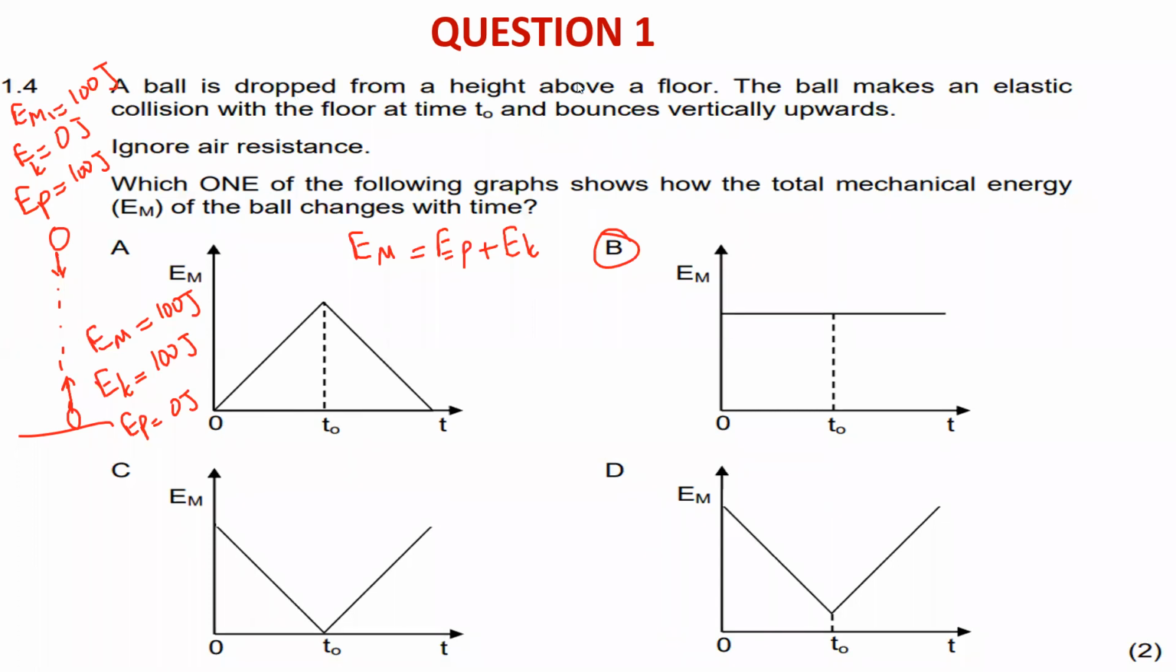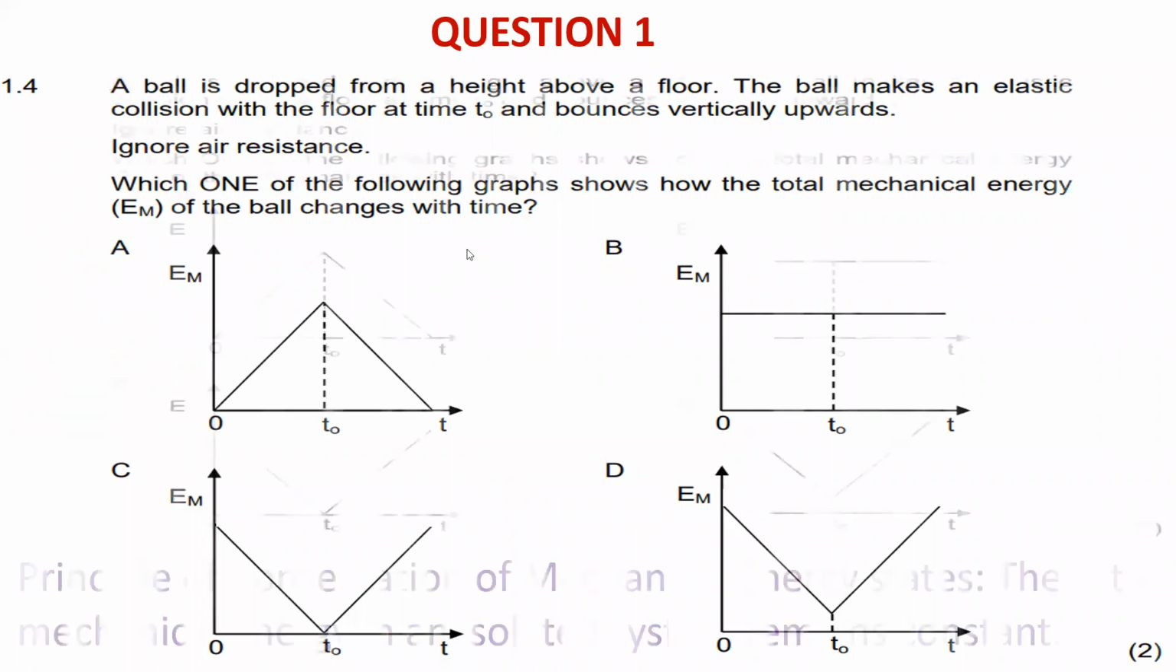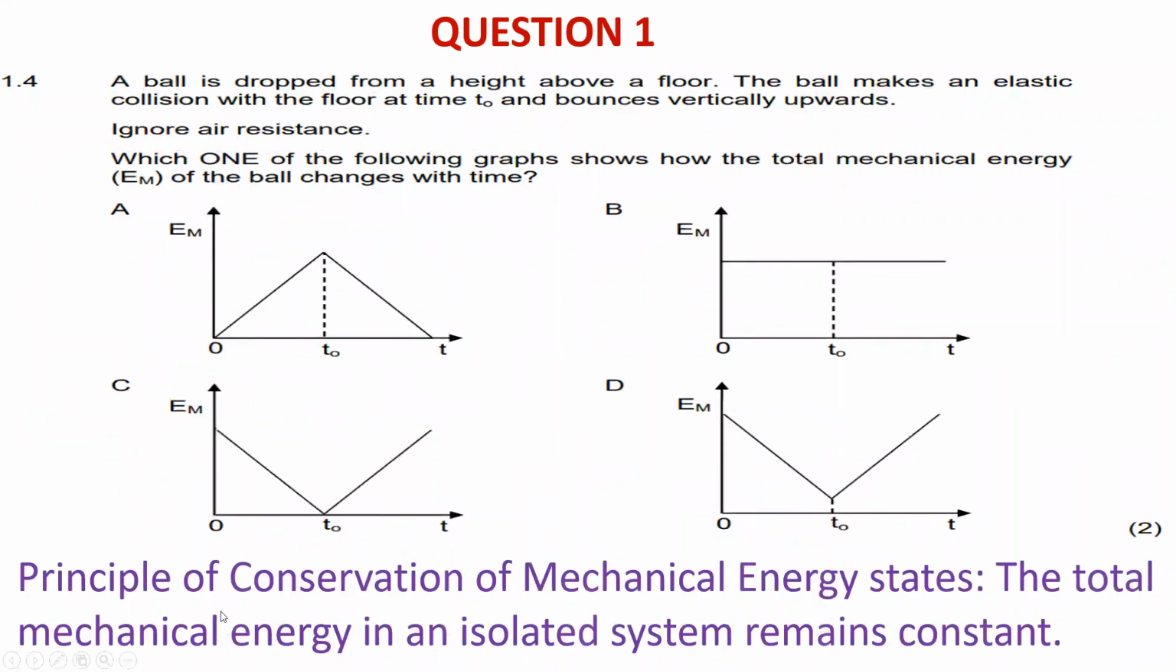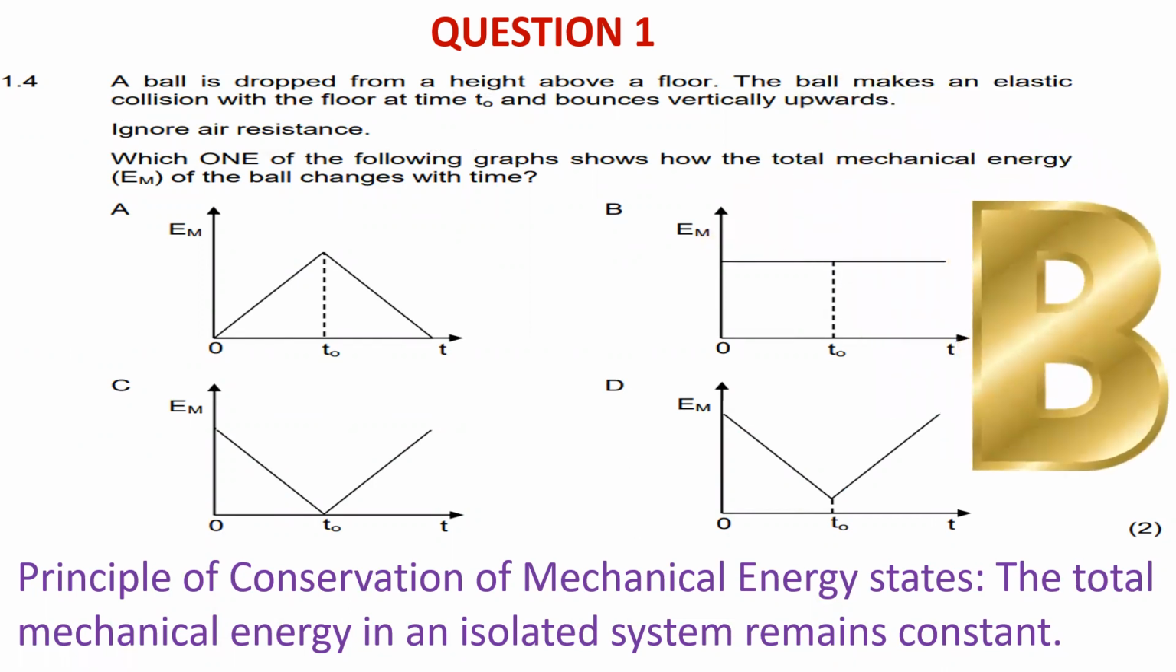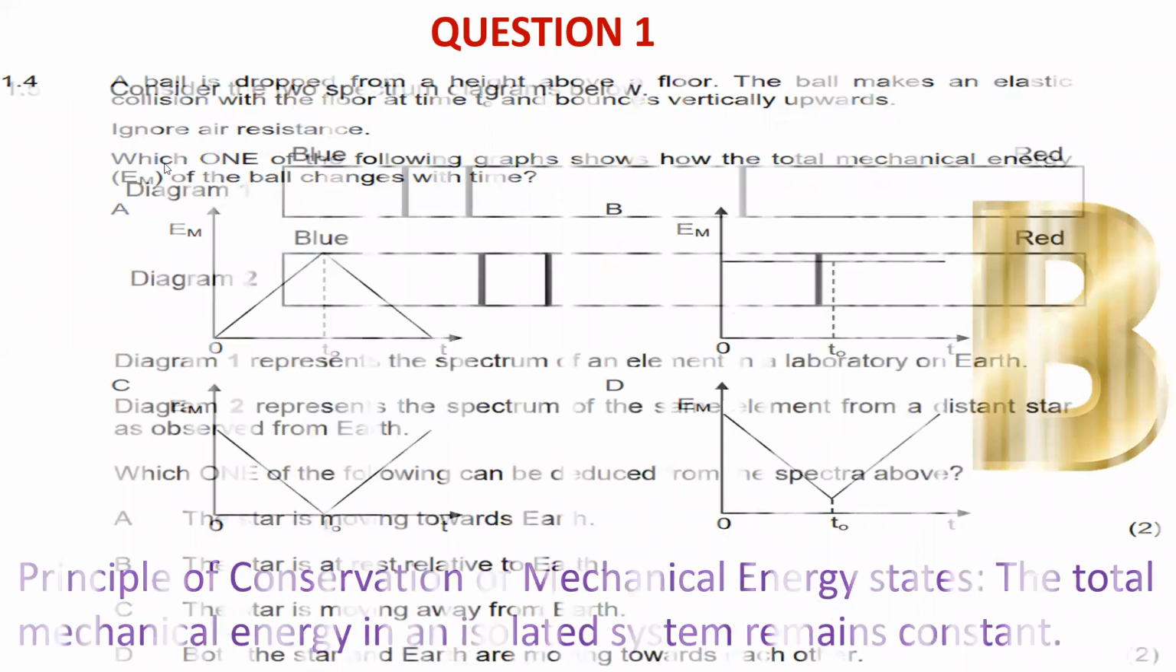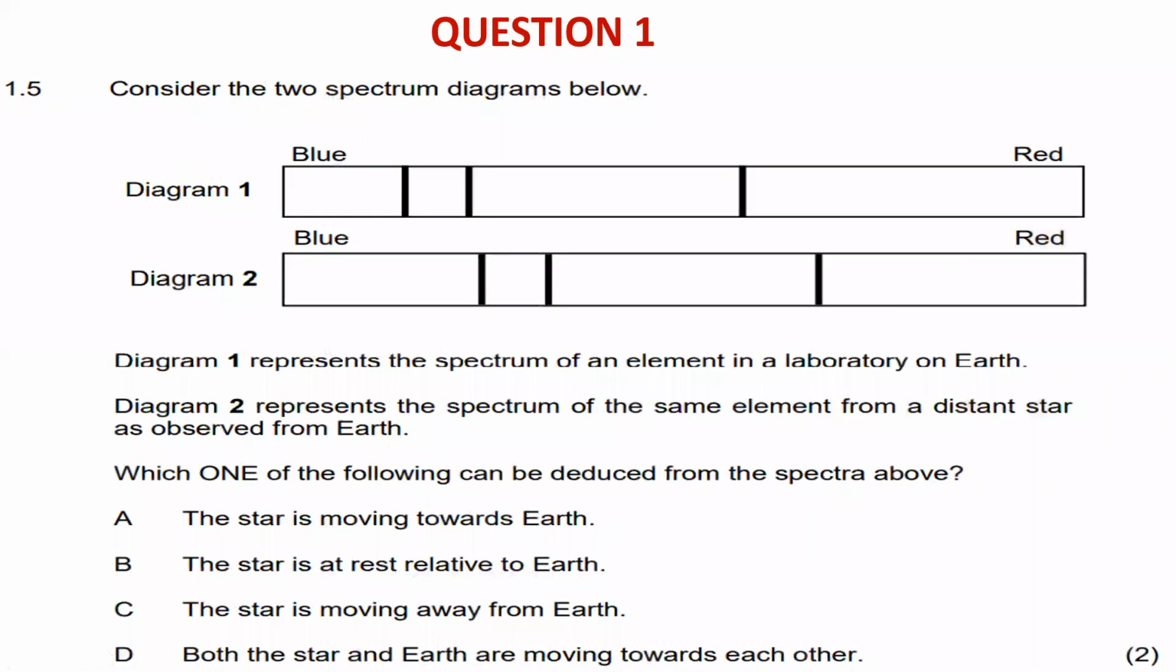All right. And then we can also see the conservation of mechanical energy definition. Sometimes they're asking you that conservation of mechanical energy states the total mechanical energy in an isolated system remains constant. Because of that, our answer is B. Question 1.4, done. Let's continue with the next question. Let's see what is the next question. This question is about spectrum. Two spectrum diagrams below.